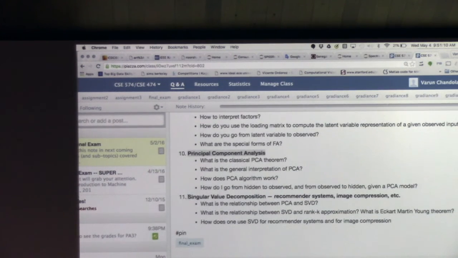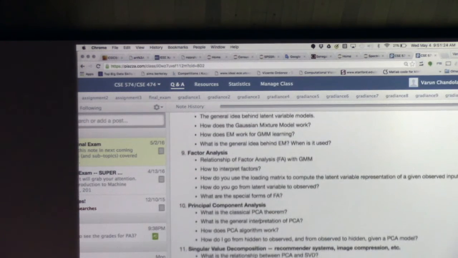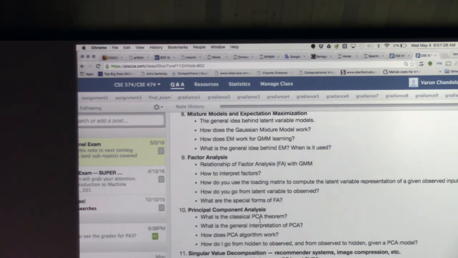Then we looked at SVD, which is one way of doing PCA, but then we looked at other properties of SVD as well. In particular, we saw how SVD can be used for recommender systems and for image compression as well, right? So go through this list and then track this in the lecture notes and videos and so on. Any questions, you can post it on Piazza or just shoot me an email.